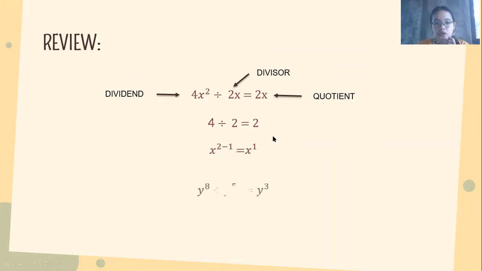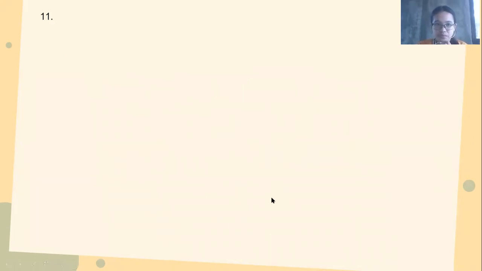Another example, we have y raised to 8 divided by y raised to 5 is equal to y cubed. So y raised to 8, you subtract the 5, 8 minus 5 is equal to y cubed.